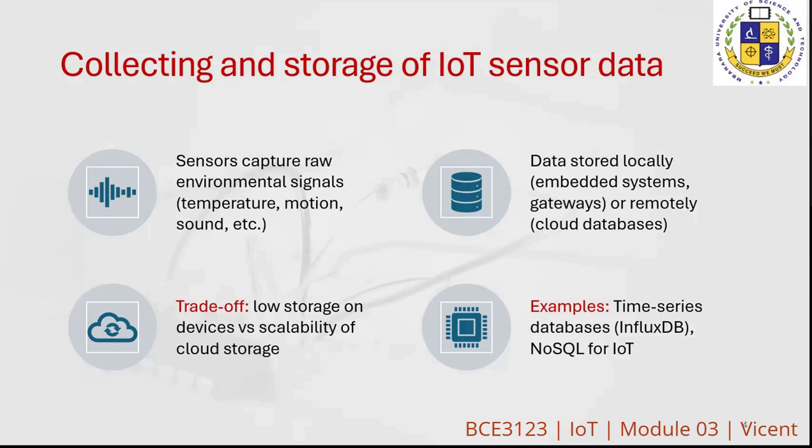Then the trade-off here, of course, is that not everyone can afford cloud storage. The trade-off is that local storage is limited, but it is faster because you don't need any connectivity to the cloud. You don't need internet. You can have your local network. So it is faster, but it is limited in how much it can store. Cloud storage is scalable, but it needs stable connectivity.